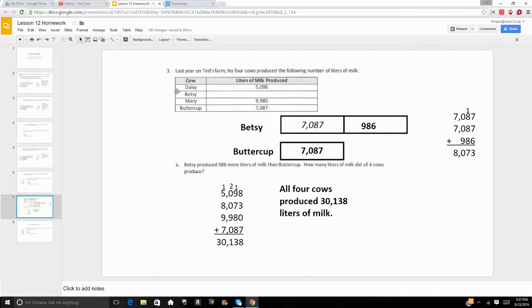So we know that Daisy, the cow Daisy, produced 5,098. We know that Mary produced 9,980 and Buttercup produced 7,087. We don't know how much Betsy did. Well, let's find out. Betsy produced 986 more liters of milk than Buttercup. So if Buttercup produced 7,087, Betsy produced that and 986 liters more. So we have to figure out Betsy, don't we?